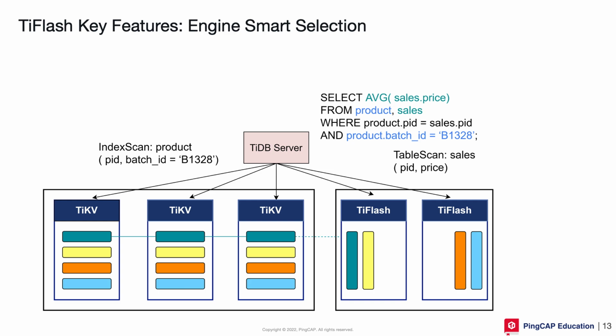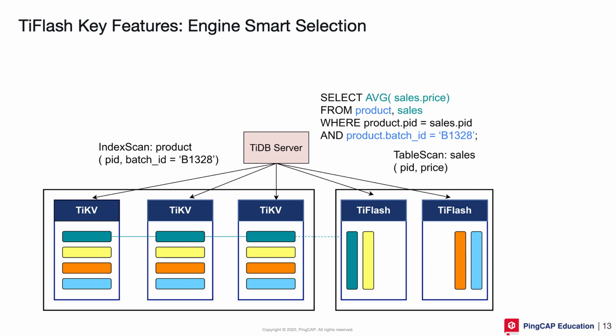Since there are no product table columns used in the select list, PID and batch ID are the only product columns used, and they are on the where clause. Fortunately, these columns are covered by an index on PID and batch ID. This means that TiDB server can choose to read the index in TiKV to filter out the data of the product table that meets the condition.